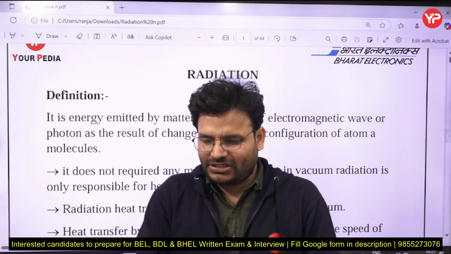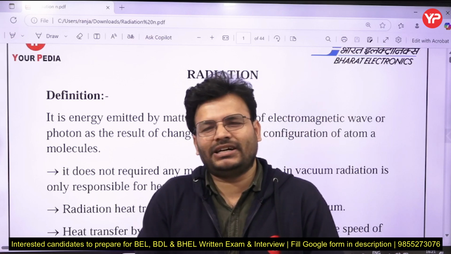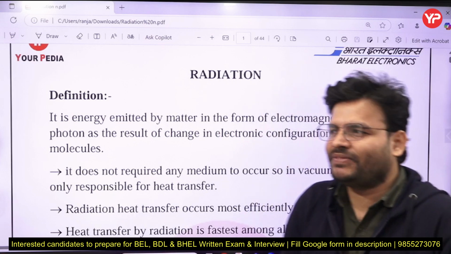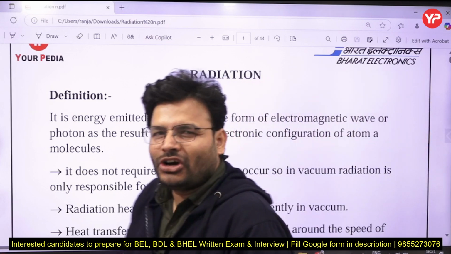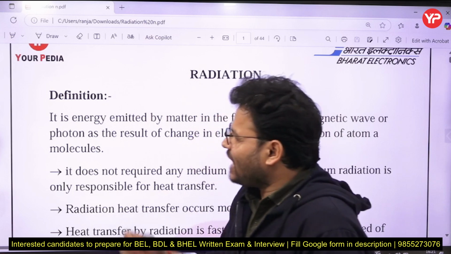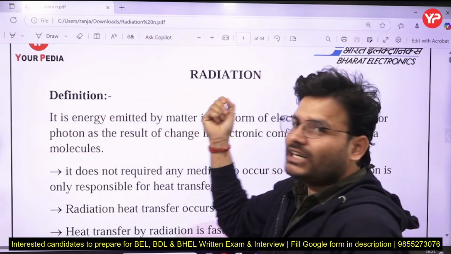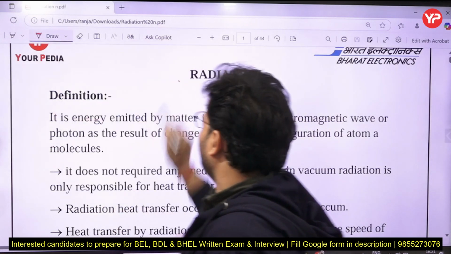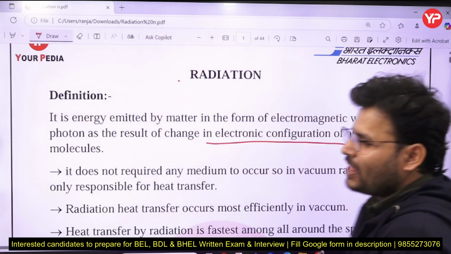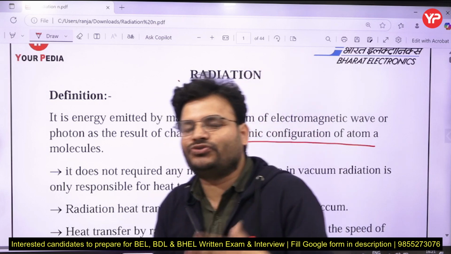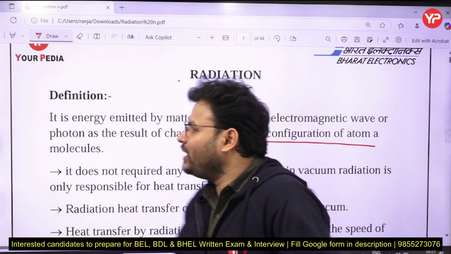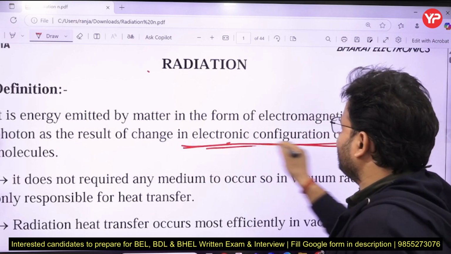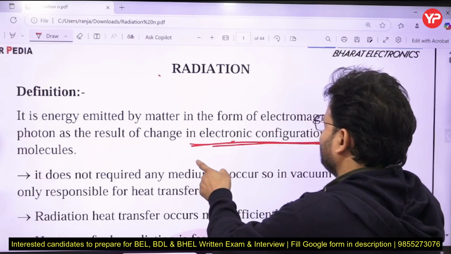So my dear friends, as you might be aware from very early classes, anything in the world is made by a combination of molecules, ions, or we can say atoms, right? If we talk about radiation, it is basically going to happen due to a change in electronic configuration. Whenever electrons are at a higher state, they will try to move from one orbit to another orbit. So the basic cause of radiation is what? Change in electronic configuration.